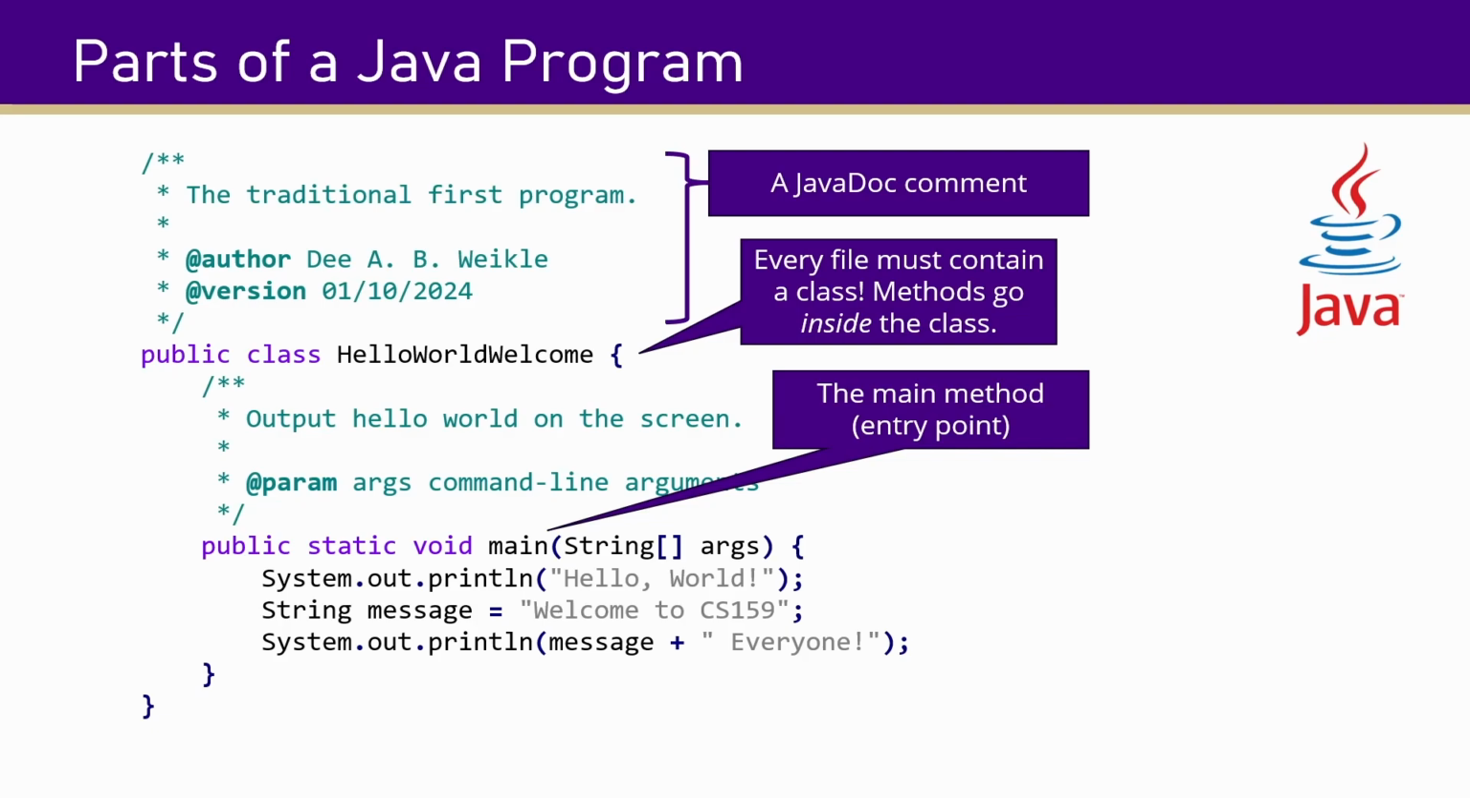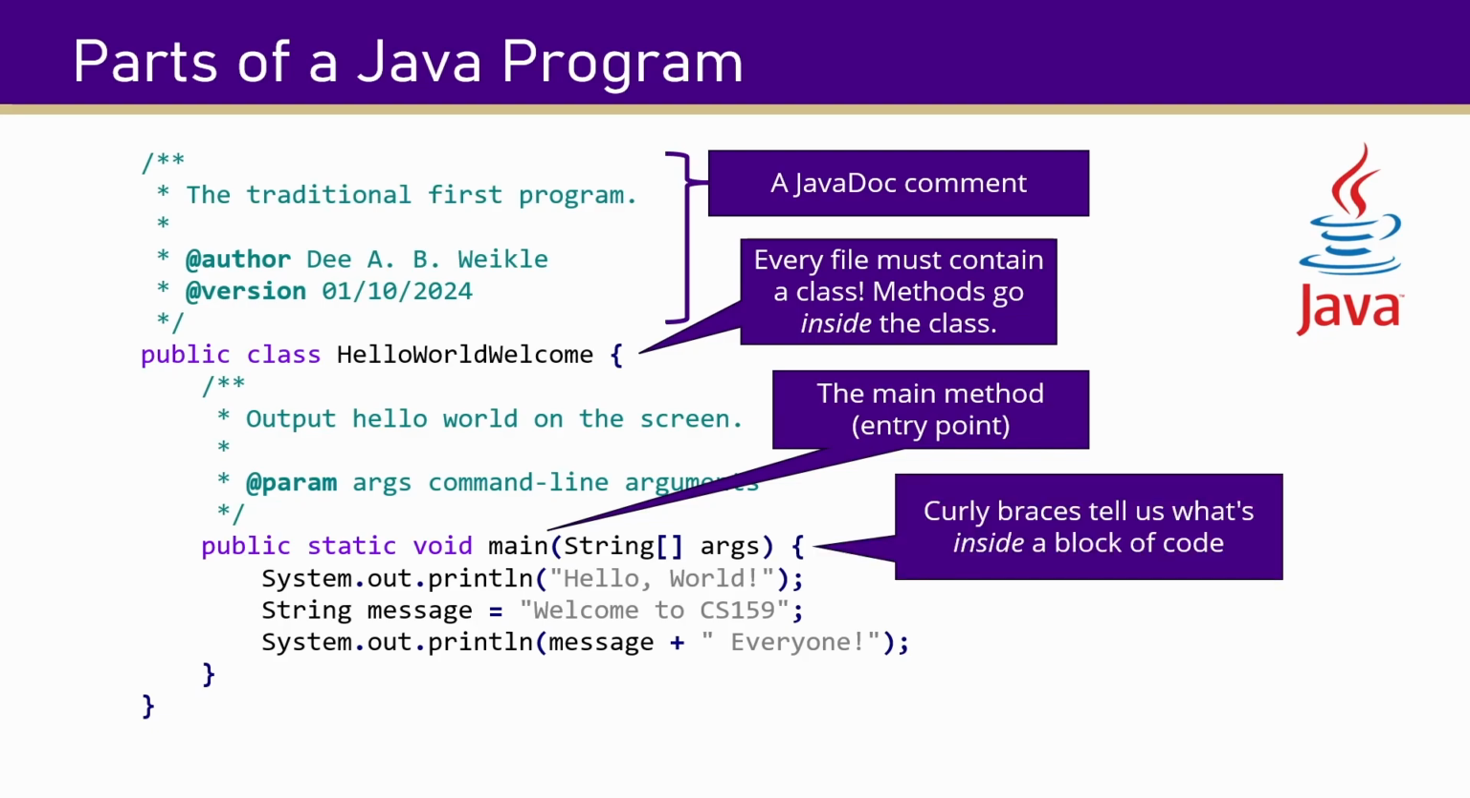And then inside, we have some code. You can tell what's inside this main method because of the curly braces. Right? We have 3 different statements that tell Java what to do.